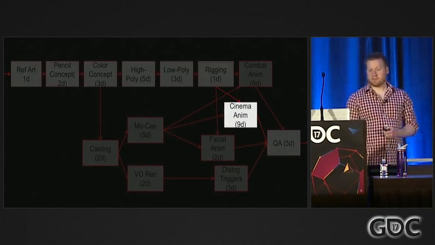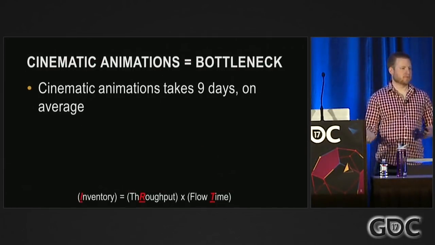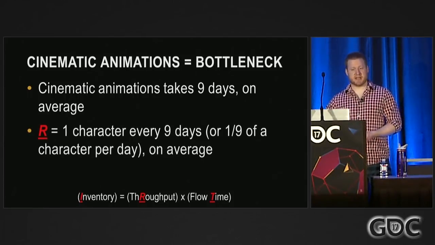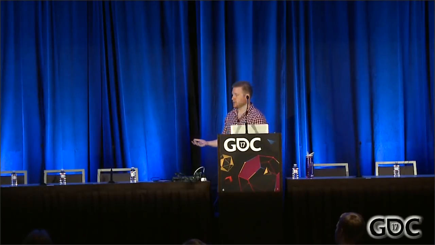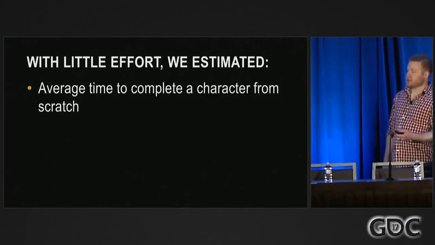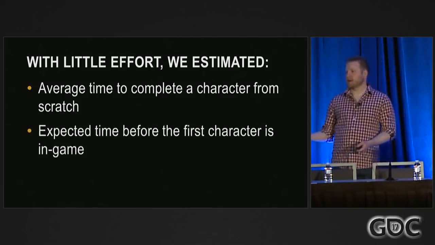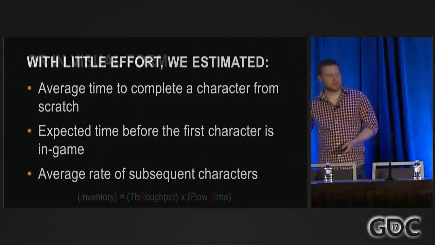And here is our bottleneck. It takes 9 days. So we should expect to get a character done out of this pipeline once every 9 days, or 1/9 of a character per day on average. There's our throughput. So with very little effort, we have just estimated the average time to complete a character from scratch, the expected time before the first character is in game, and the average rate at which subsequent characters will be in the game. Or in visual form, something like this.